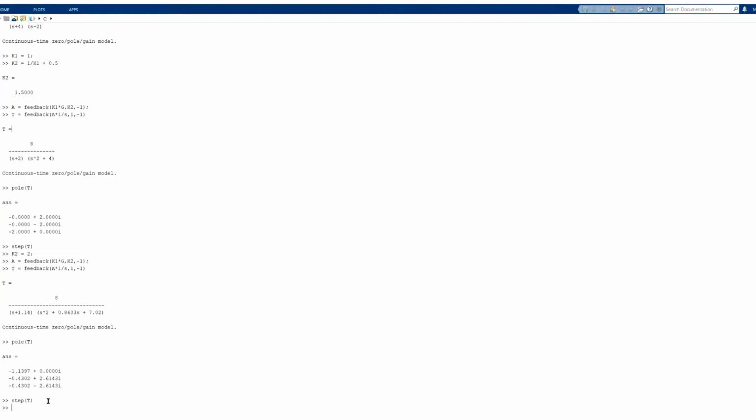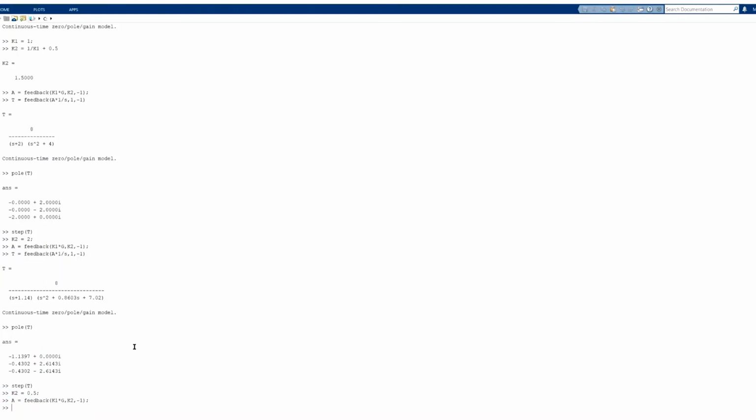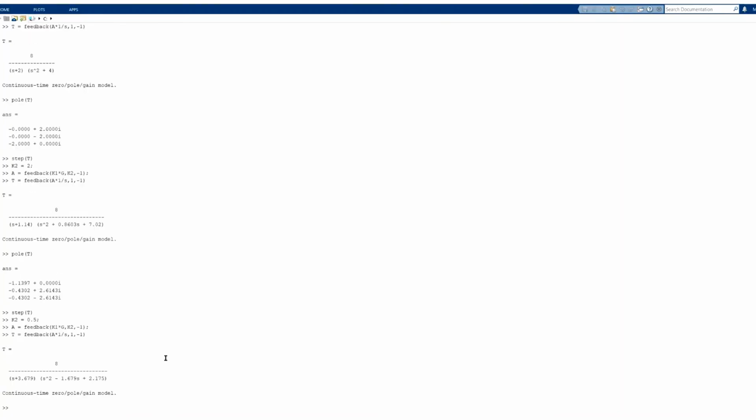If I now make K2 unstable, as the last case, let's make K2 smaller than 1.5. For example, I make it 0.5. Again, I'm going to evaluate A with the new values, and T also, so I get a T here. Now what you can see is the following transfer function. It's maybe not visible at the moment.